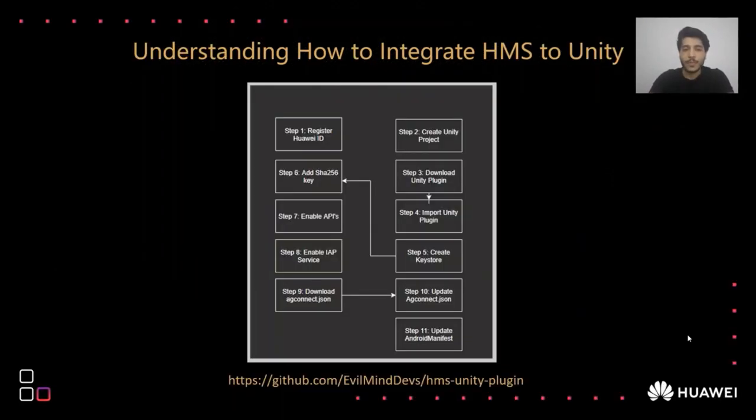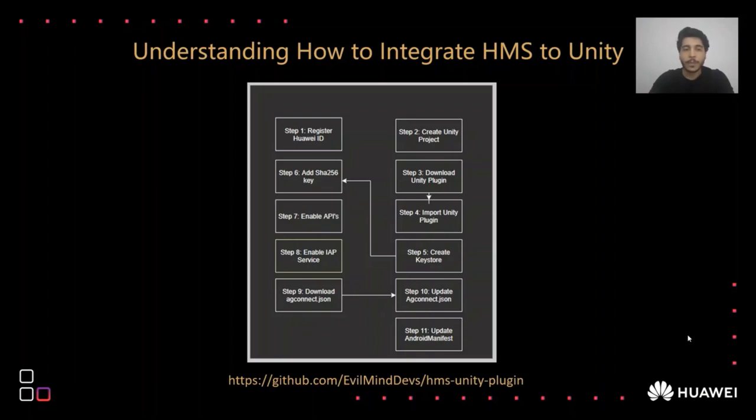As you can see, we have a diagram. Actually, it explains the integration process step by step. Let's start with step one. We need to create an account on developer.huawei.com and we need to do some configuration. Step two, we should create a project. It is a Unity project.